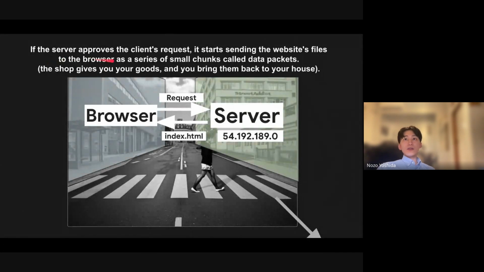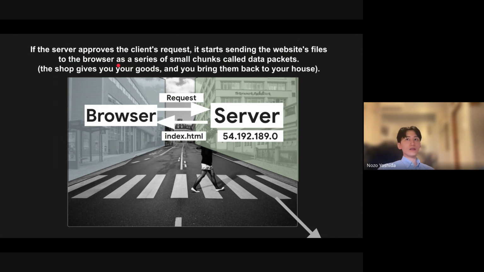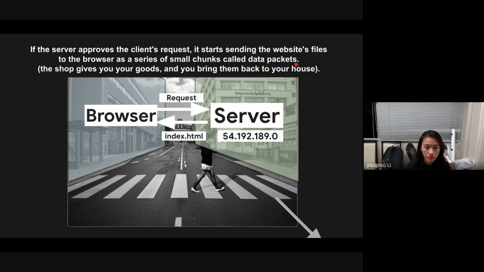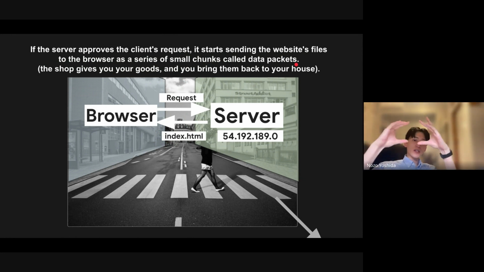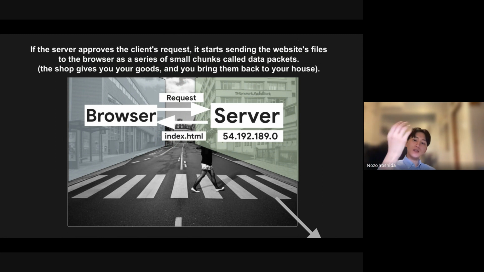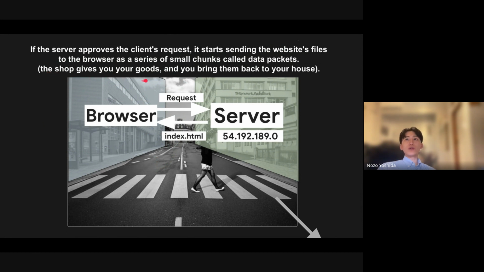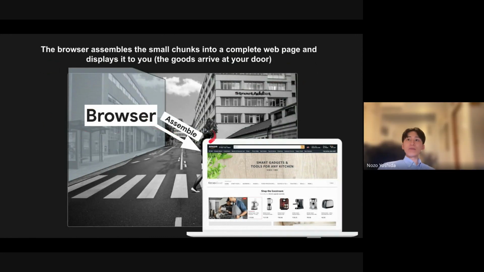If the server approves the client request, it sends the website's file to the browser, like index.html. Technically, it is a series of small chunks called data packets. So not the huge website data all at once to the client; the separated small chunks are sent to the browser. So it's like the shop gives you your goods, and you bring them back to your house. And finally, the browser assembles the file, and you can see the Amazon.com website.